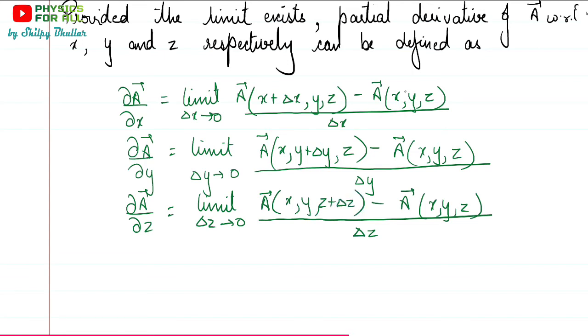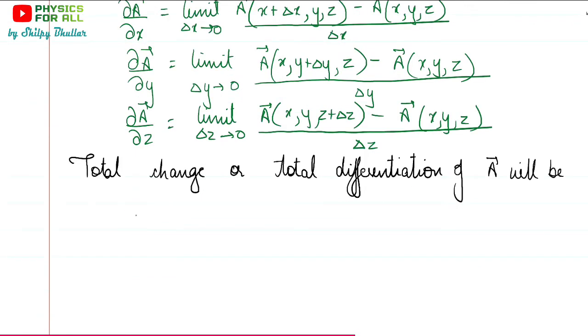Now we have separately found the variation in A with respect to all these three, without affecting the other two variables. We have found the change in A with respect to x, y and z separately. But what about the total change in A? Because ultimately we are concerned with how vector A is changing as a whole.